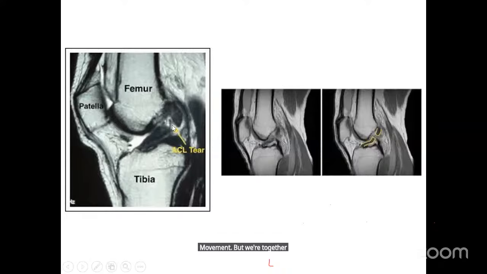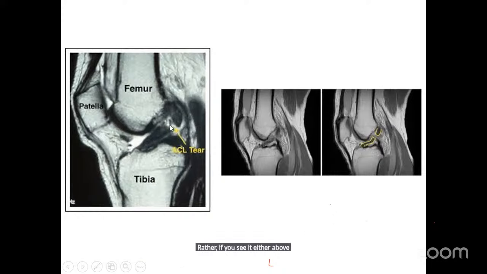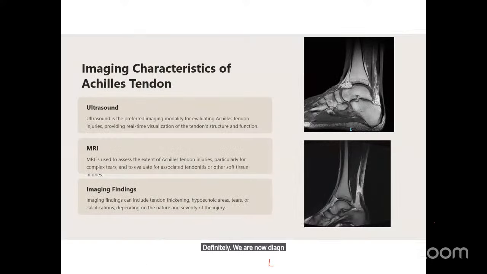Look at it here. Once you see this fatty and fluid density, it is mimicking that there is bleeding. Apart from bleeding, there is discontinuity. Rather, you should see it either above or below. But once I see it along the course of the ACL, you definitely diagnose perhaps an ACL rupture. Then the Achilles tendon also, because this is superficial.